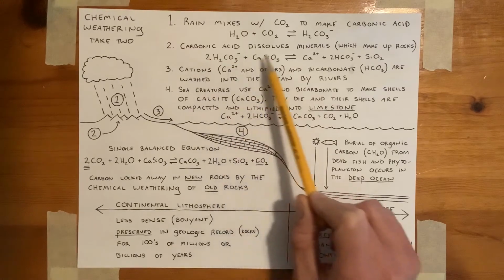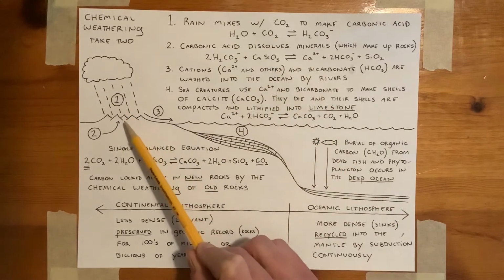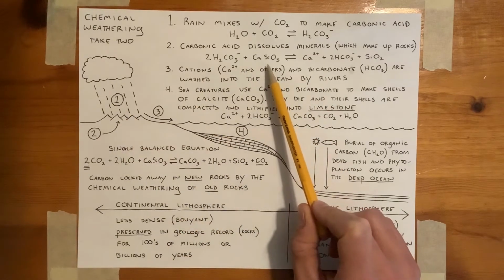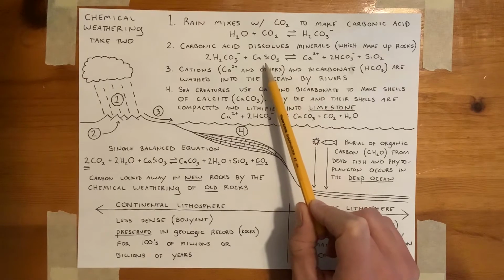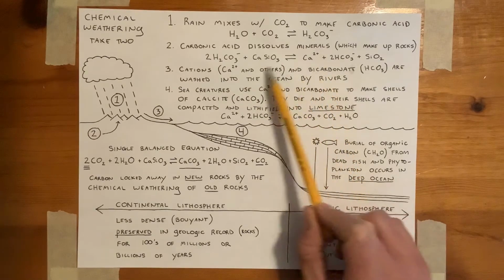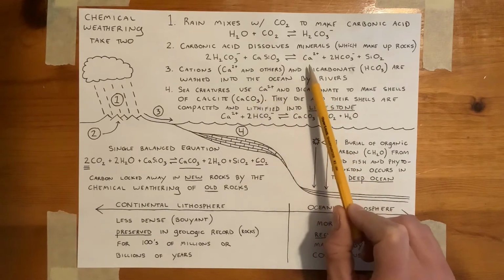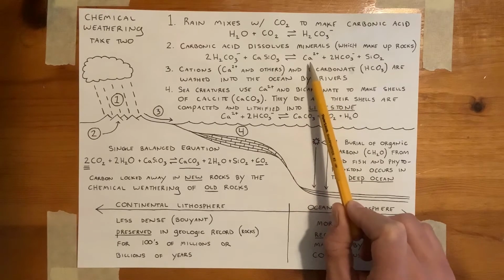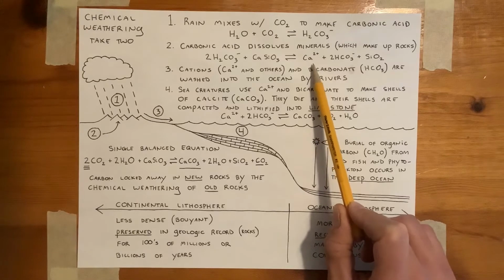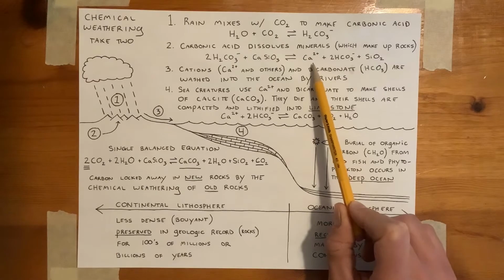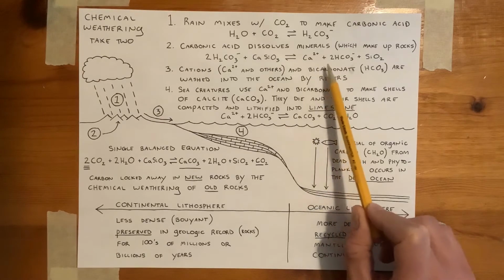Carbonic acid is going to fall with rainwater onto exposed rock, and carbonic acid will react with that rock or mineral, in this case the mineral wollastonite. Carbonic acid will dissolve the wollastonite, and the calcium will be released into runoff water as a free cation. Remember, a cation is any positively charged element or molecule.